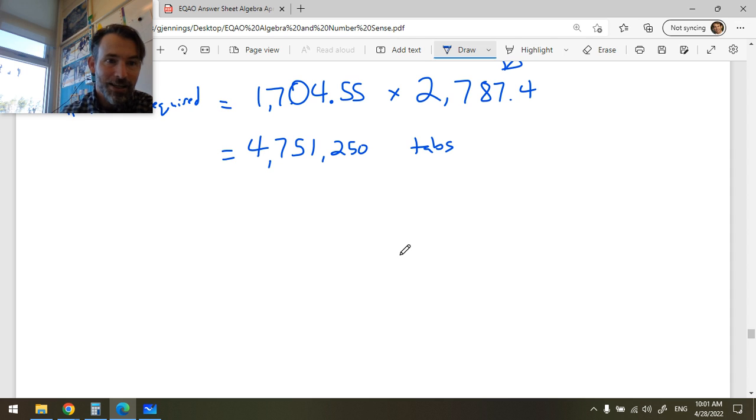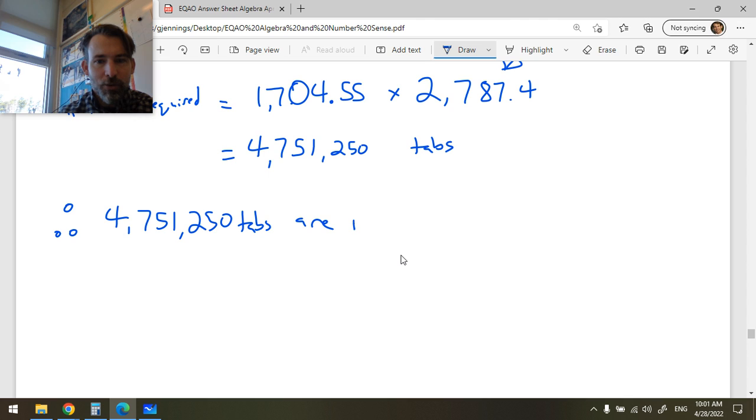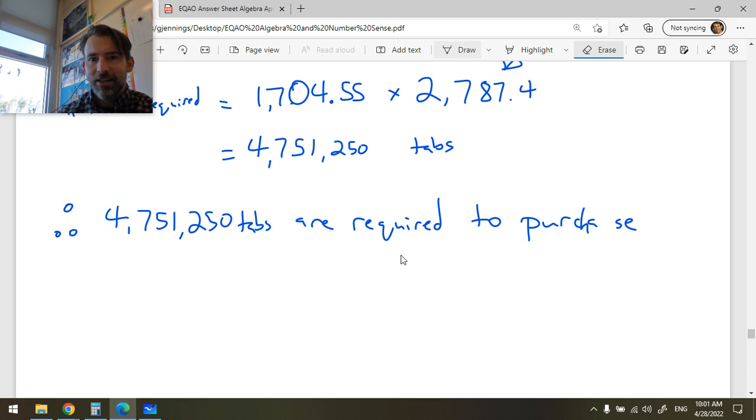So we want a sentence that answers that question. And we can do this. Therefore, these three little dots mean therefore, 4,751,250 tabs are required to purchase one wheelchair. Helps to spell purchase right.